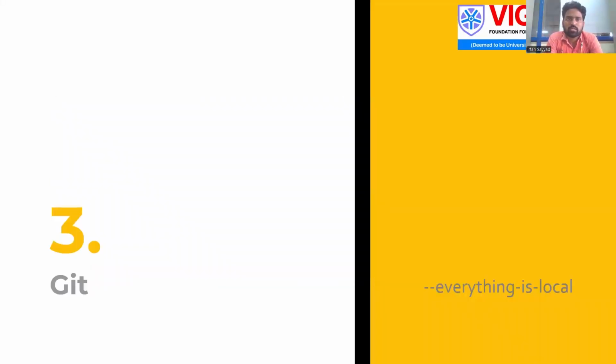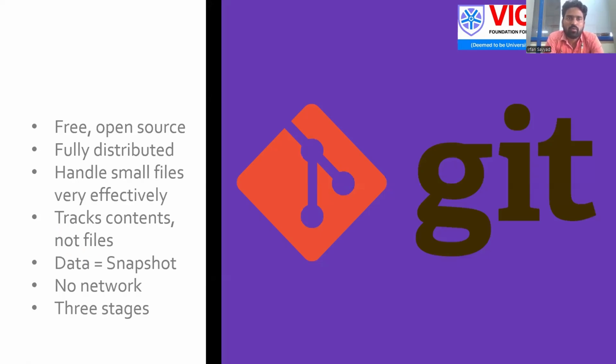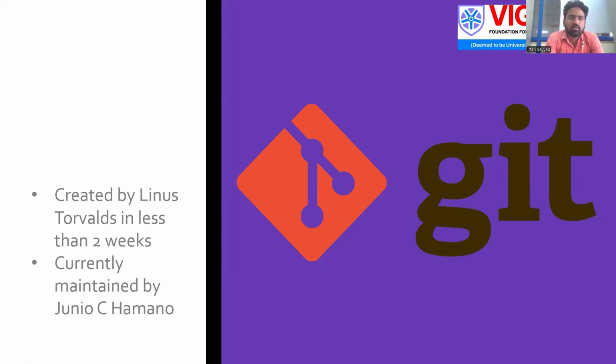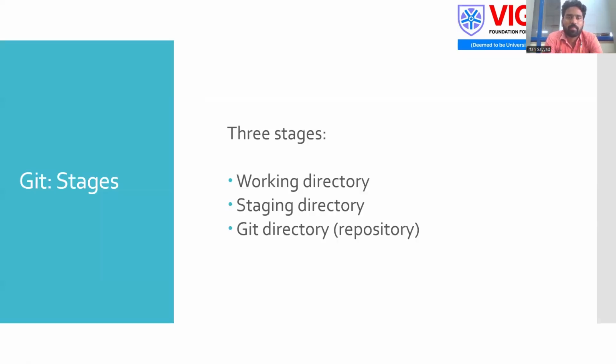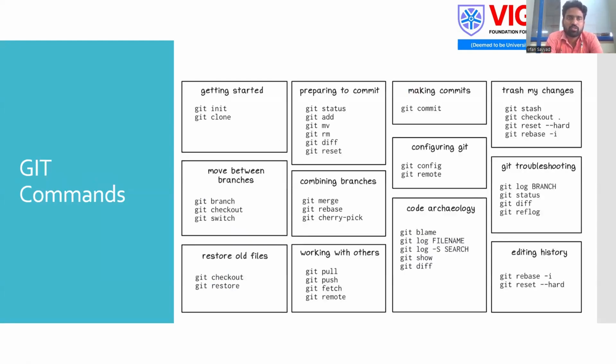Now we are going to discuss one distributed version control system, that is Git. Git is a free and open source, fully distributed version control system. It tracks the contents and has three stages. It was created by Linus Torvalds in less than two weeks, and is currently maintained by Junio C Hamano. There are three types of working stages: working directory, staging directory, and Git directory, that means the repository. These are the basic commands that every developer needs to know.